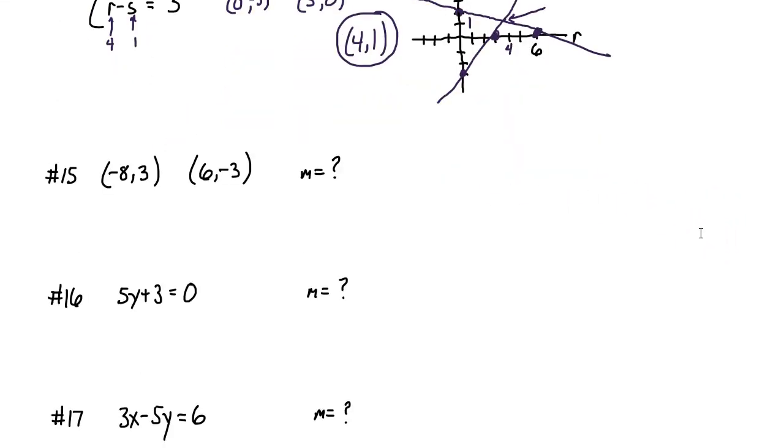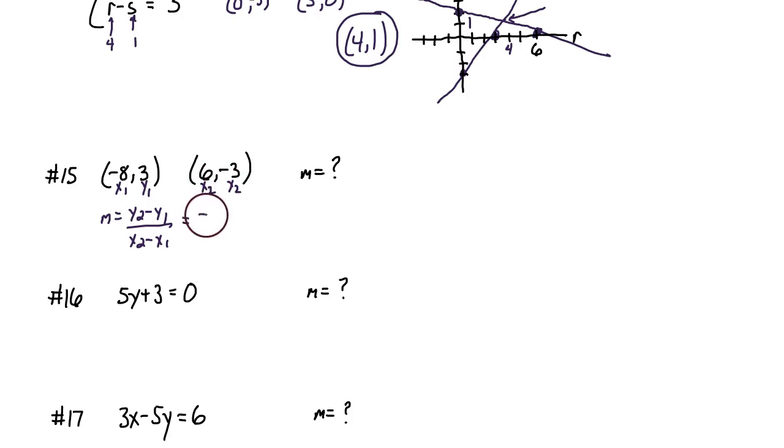Number 15, we are given two ordered pairs, and we're asked to find the slope of a line that would go through those ordered pairs. We don't have to graph to do this because we have the slope formula. M equals y2 minus y1 divided by x2 minus x1. In the first ordered pair, you have your x1 and y1. In the second ordered pair, the x2 and the y2.